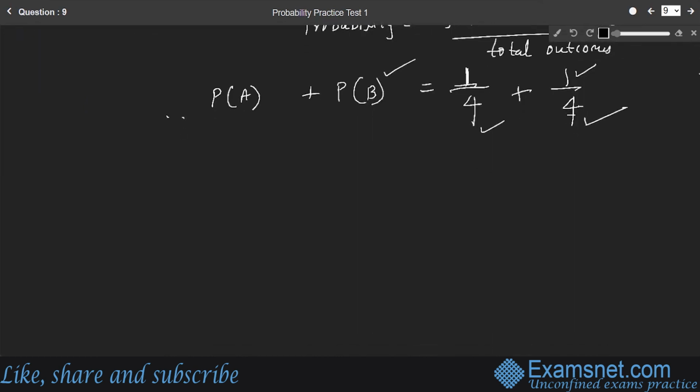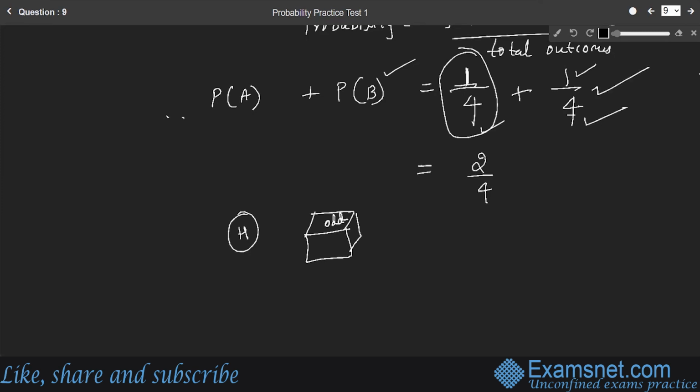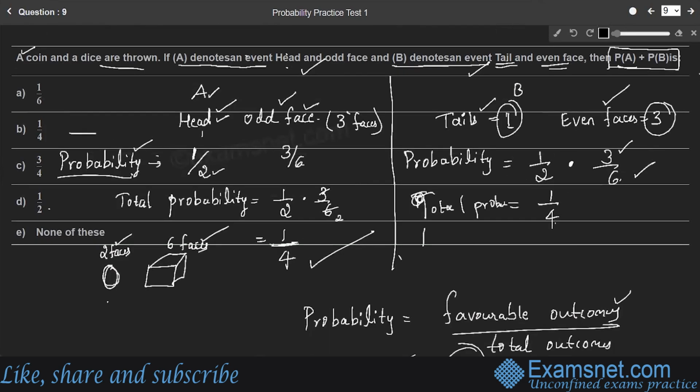Therefore, that means if a coin and a cube both are thrown, here I am focusing on this 1 by 4. The probability of getting a head is only 1, and there is only one chance of getting an odd face, right? Therefore, 1 by 4 is the probability, plus 1 by 4 for the second case. So it is 2 by 4, nothing but 1 by 2. 1 by 2 is the answer, option D.